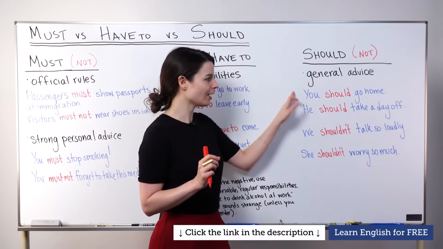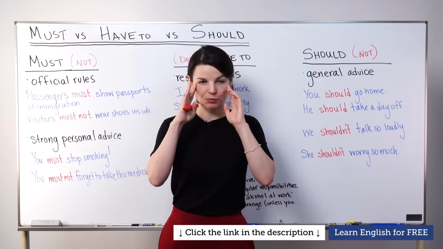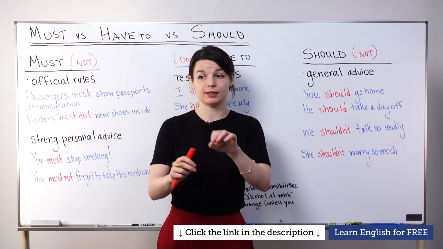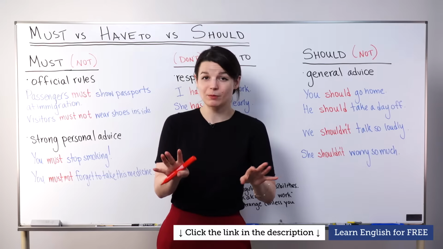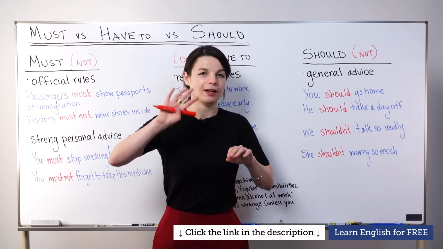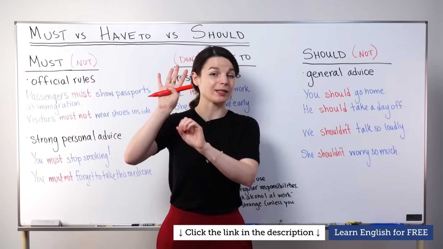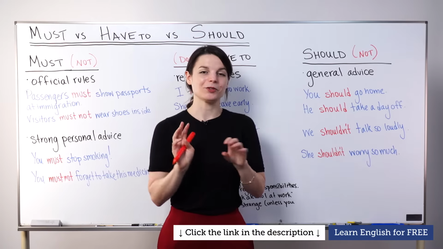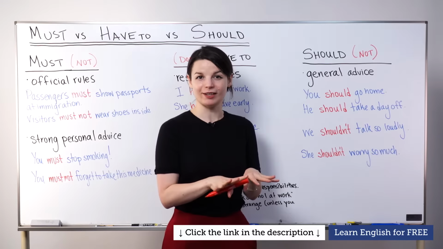So you can use it in that way. But if you're giving advice based on something you can see, or if you're trying to give someone career advice maybe, be careful with your use of should and have to. So have to shows like you're putting responsibility on that person. So should is more like general advice.